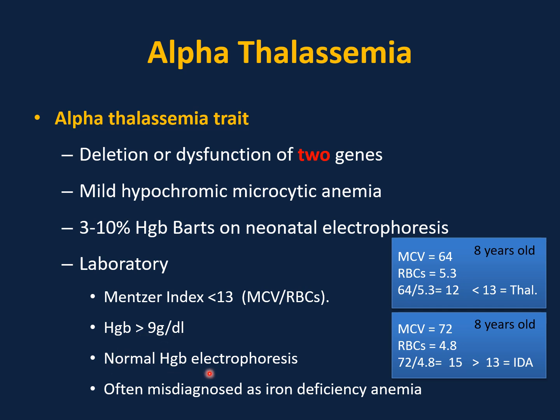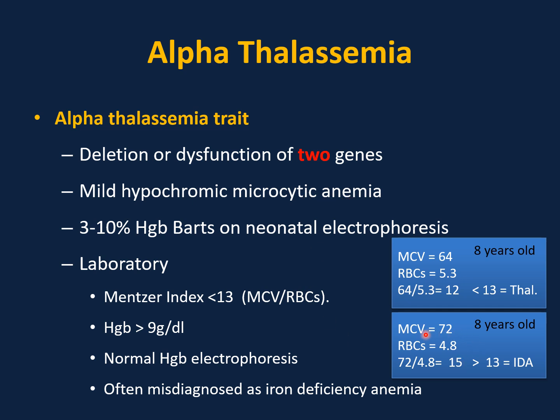Hemoglobin electrophoresis is normal in the case of alpha thalassemia trait, and this is often, as we said, misdiagnosed as iron deficiency anemia. So we give them iron. For follow-up CBC, you will see no difference. It's still hypochromic microcytic anemia because the problem is with the alpha gene deletion, not iron.